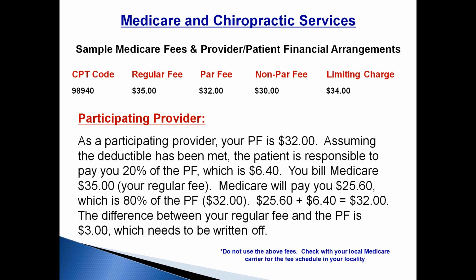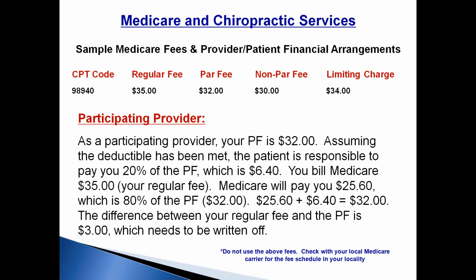So assuming the deductible has been met, the patient pays you 20% of the par fee, which in this case would be $6.40. You bill Medicare your regular fee. Medicare is going to pay you $25.60, which is 80% of the $32. So $25.60 plus $6.40 gives you the $32. And the difference between your regular fee and the par fee, in this case $3, needs to be written off. You can't collect it from the patient. Medicare is not going to pay you.